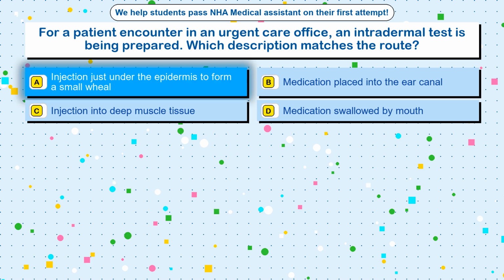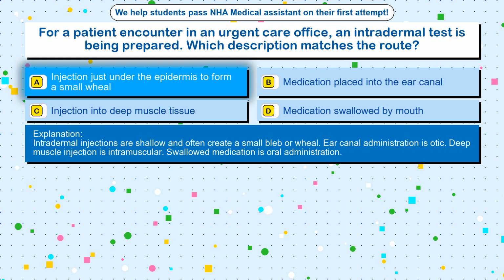The correct answer is option A, injection just under the epidermis to form a small wheal. Intradermal injections are shallow and often create a small bleb or wheal. Ear canal administration is otic. Deep muscle injection is intramuscular. Swallowed medication is oral administration.